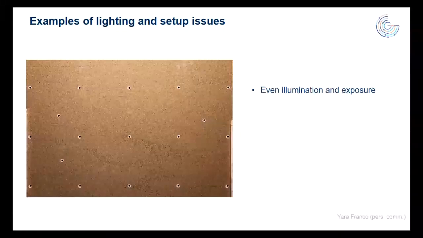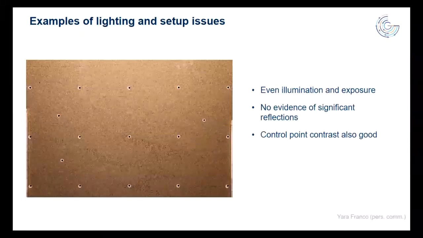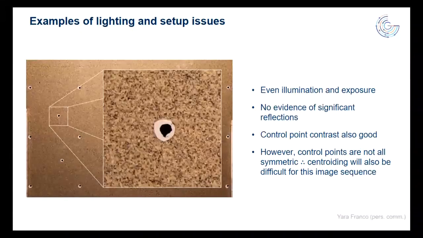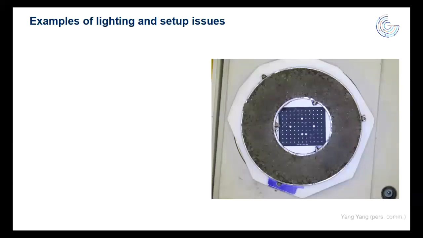Here's another example from Yara Franco. Again, beautiful even illumination and exposure, all very good. There's no evidence of significant reflections, which is great. The control point contrast is very good, but the execution of the control points is not as good as it could have been. In this case, you can see here, if I took the centroid of this blob, it's going to be biased as a consequence of that bleeding at the bottom of the black part of the control point. Again, this made the whole process of photogrammetric correction rather difficult. So, you know, most of the way there with this setup, and then just this last little detail created problems.